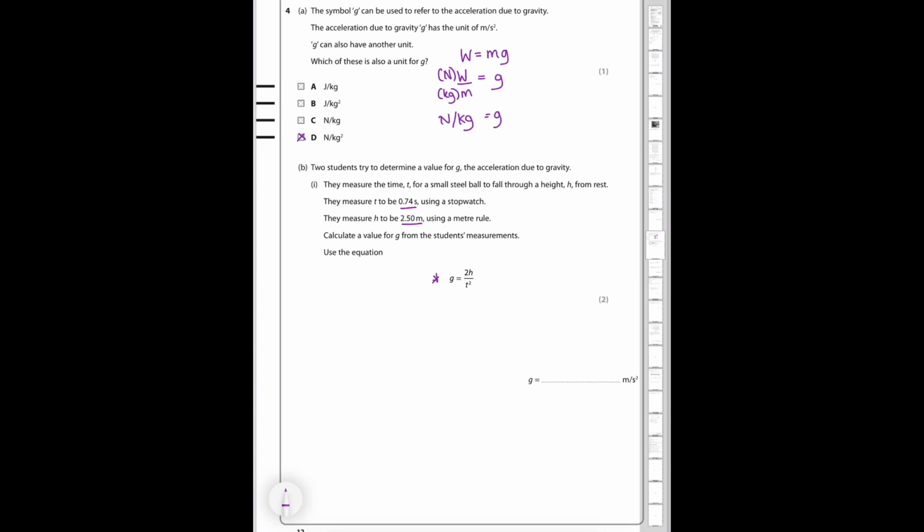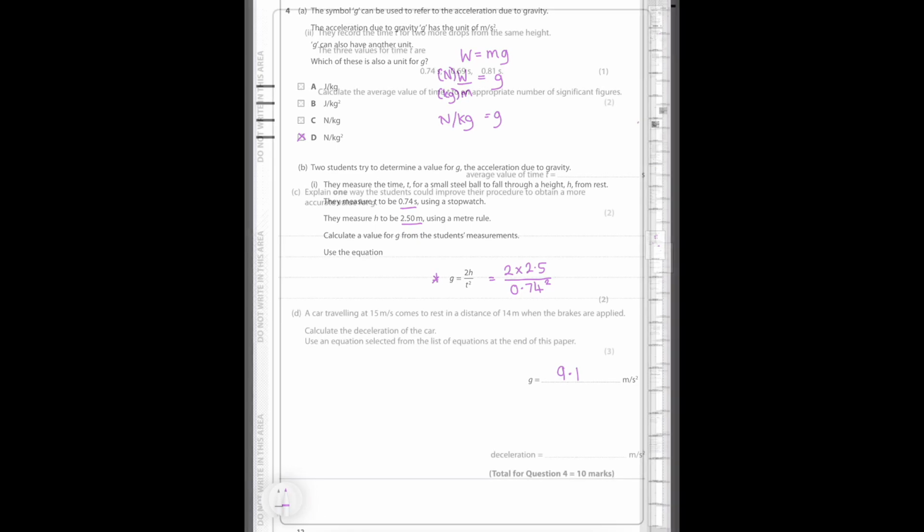So if we substitute our numbers in, 2h would be 2 times 2.5 meters divided by time squared, which would be 0.74 squared. And if we calculate that out, we get an answer of 9.1 meters per second squared, and that's to one decimal place.